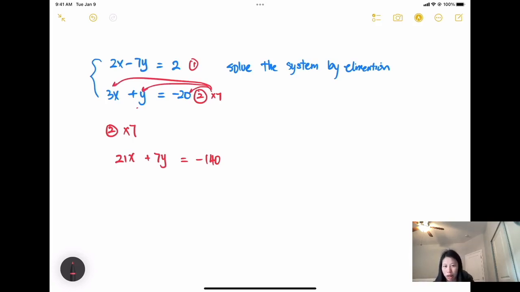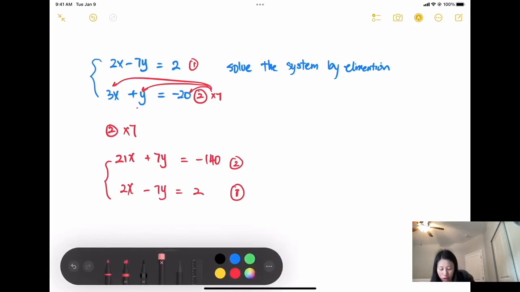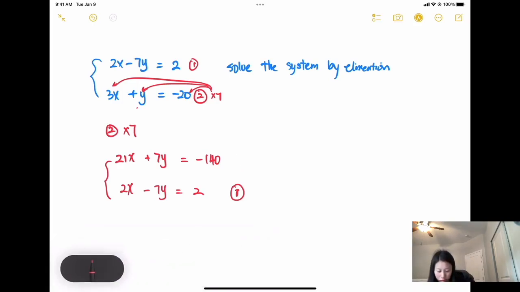So now let me rewrite the equation. So now I have 21x plus 7y equals negative 140. And then the first equation is 2x minus 7y equals 2. This is our second one. This is our transformed second one. I can call it 2.1 if that's easier, because they already transformed into the form that is easier for us to eliminate. So I have 7y and negative 7y. How do I eliminate y?